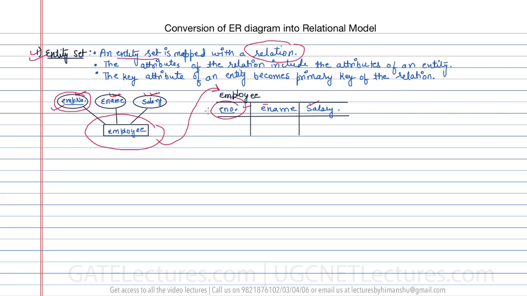So a simple entity like this can be converted to a table like this. You can say for every entity in the ER model, we have to get a relation in the relational model, and this is also called the relational model.